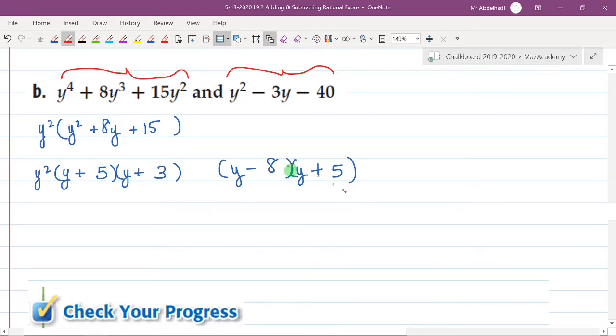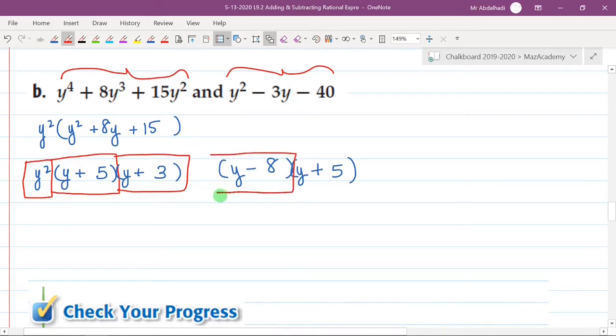Okay, so start boxing stuff. Is there another y? No. So just take that y. Y plus 5, there's two of them. So if one of them was like a higher power, you'd use that one, but they're both the same thing. They're both just y plus 5, so box one of them. Y plus 3, there's no other y plus 3, so we have to take that one. Y minus 8, there's no other y minus 8, so we have to take that one. Okay, and this one is a repeat, so we don't use it.